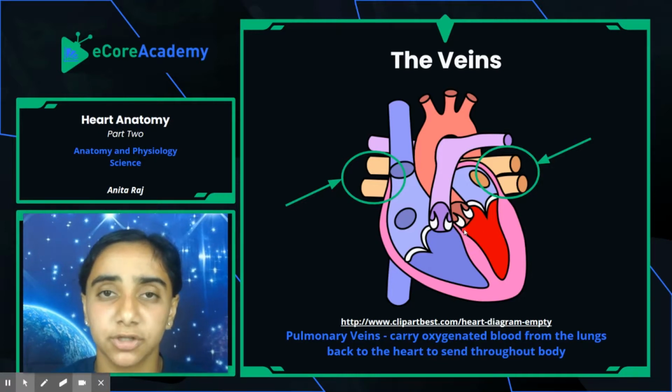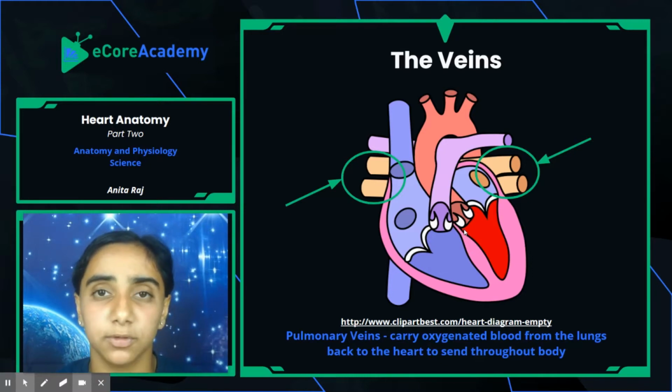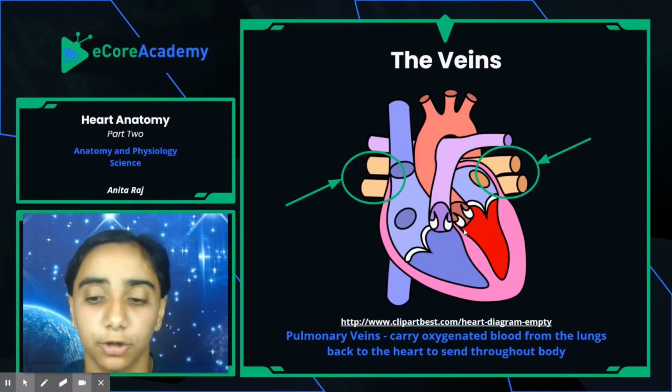Again, veins usually carry the blue or black blood, as in the deoxygenated blood. This will be one of the only cases where you see them carrying actually oxygenated blood, but we call them veins because they're carrying blood back to the heart.